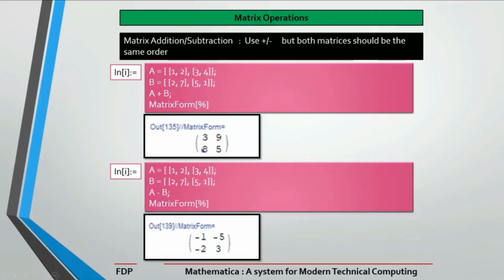So a plus b will come out like this. A is 2D, and that is order 2 by 2, because this row has two elements, so that is 2 by 2 plus 2 by 2. So you can get your addition. In the same way, you can go for your subtraction, a minus b, and you will get your answer.